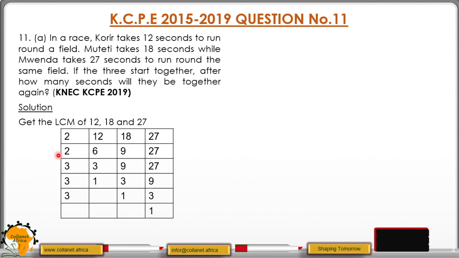So the LCM for this will be 2 times 2 times 3 times 3 times 3, which will give you 108. So the LCM of the 3 is 108. So they are going to meet after 108 seconds. Sometimes it might be asking you after what time will they meet. So it is this number of seconds you add to the time you will be provided. So take care when it comes to the last part. We always read the question to understand, to know what is being tested or what is being asked.